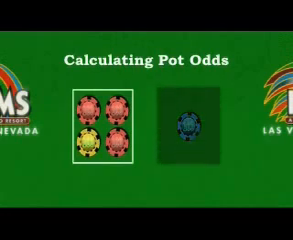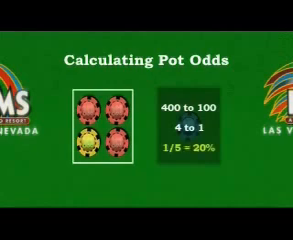My pot odds are 400 to 100, or simplifying that, 4 to 1. If I call $100, my $100 chip will represent 1/5, or 20% of the pot. So I need a 20% chance to win to justify calling.